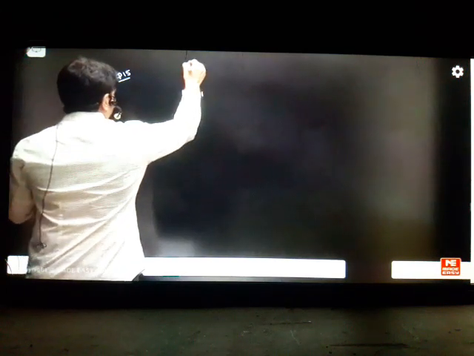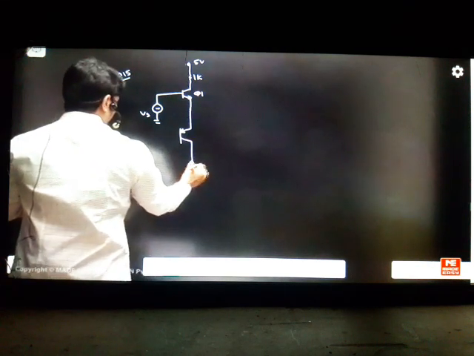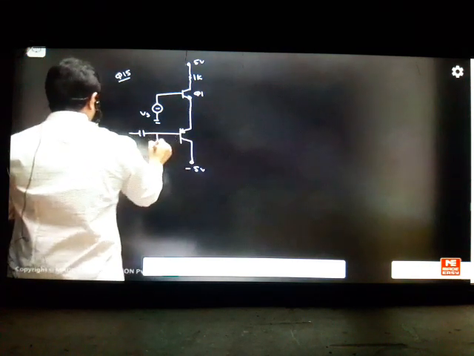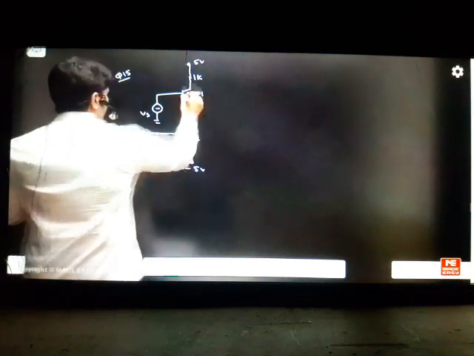15th question. He has given a transistor Q1. Above this we have 1K. This is 5 volts. This is your signal source Vs. And next we have a PNP transistor with a minus 5 volts battery. There is a capacitor and there is a resistor. This is RP2. This is ground. This is Q2. This is output.